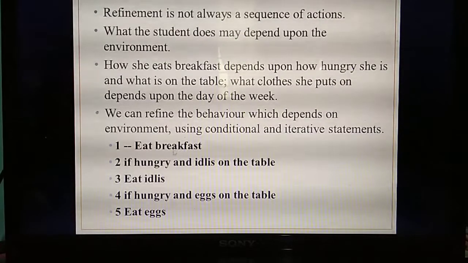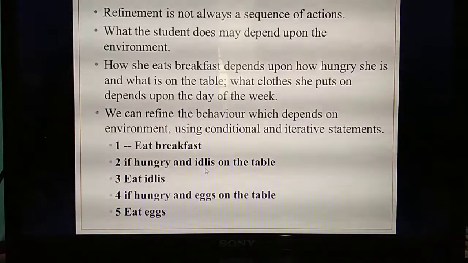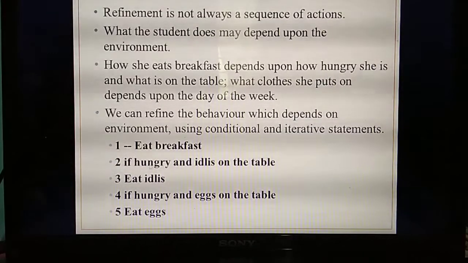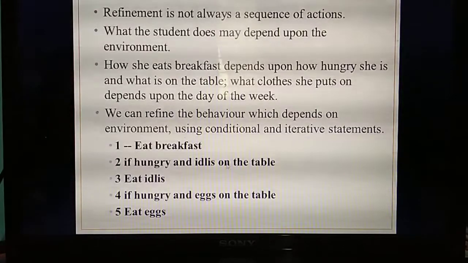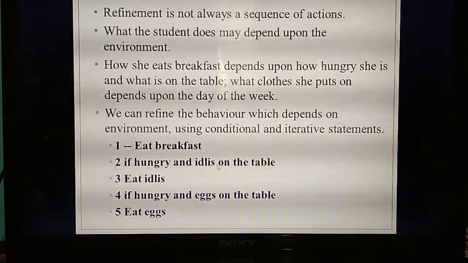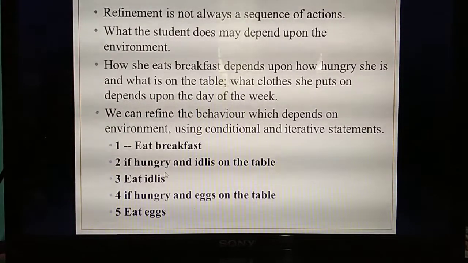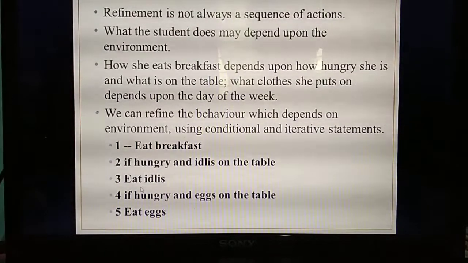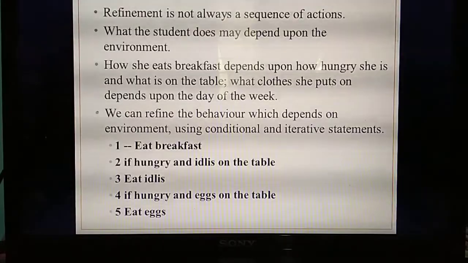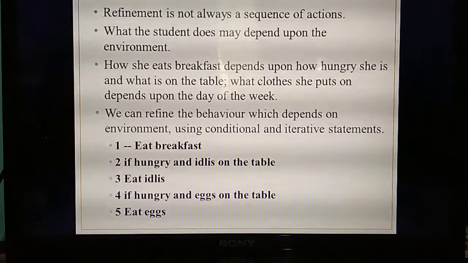So listen, eat breakfast. When will he eat? If hungry and idli is on the table. That's a condition. If he or she is feeling hungry and the breakfast is on the table, he or she will eat, isn't it? So if idli is present on the table, he or she will eat. That's a condition. Understand? So in eat breakfast, he or she will eat idli if he feels hungry and the idli is on the table. Next thing. Next, what's the thing you have given? Eat eggs. When will he or she eat the egg? If he or she feels hungry and if the egg is on the table, he or she will eat.